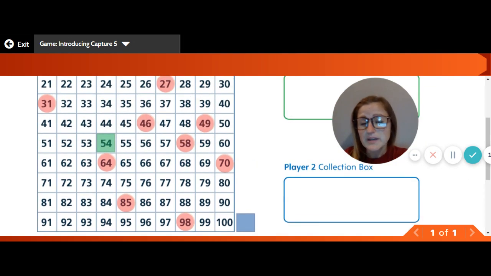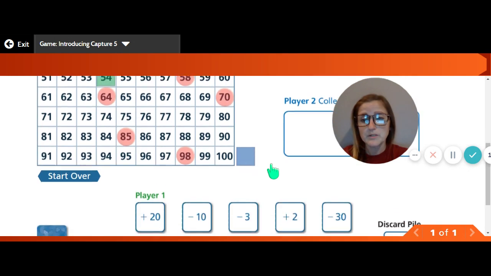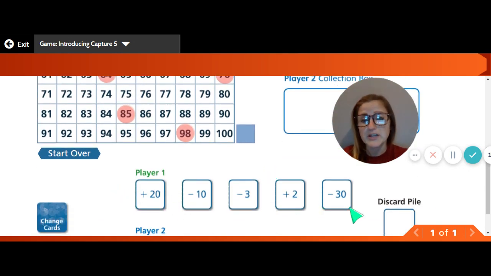So you're also going to need an item that represents you. On this particular board, you can see the green square is different than the red tiles. So that means the green is me. The green is me moving. So in order to move, I'm going to choose what changes I can make. The changes that I can make are going to include plus 10, minus 10, minus 3, plus 2, or minus 30.